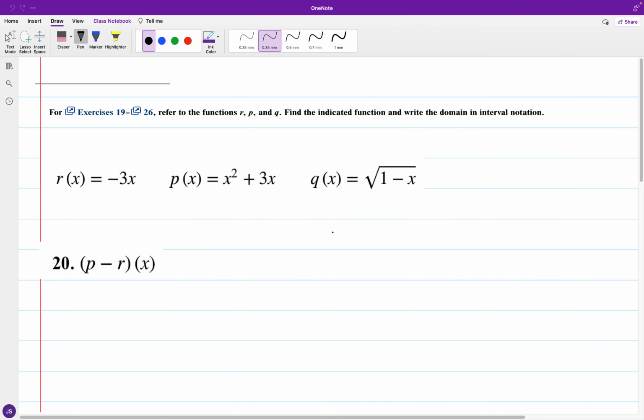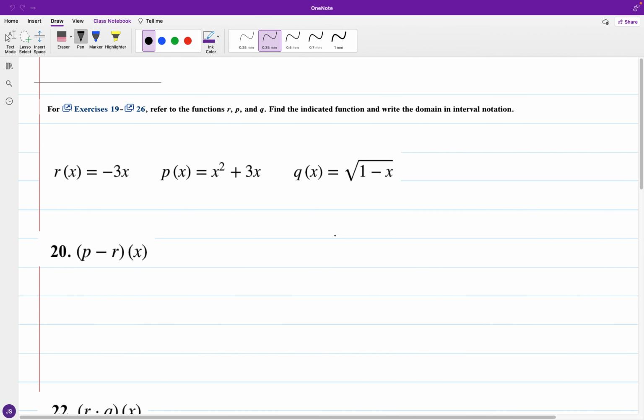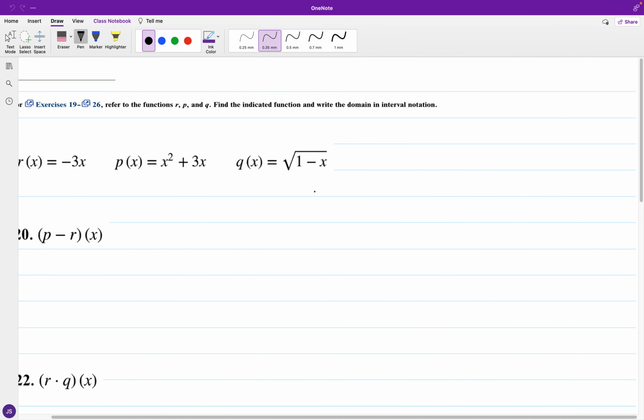And say if we look into the next portion, where we have section 1.8, with the exercises from 20 to 26 even. Now we have in the layout, it says for these 3 functions, you have r of x is equal to negative 3x, and we have p of x is equal to x squared plus 3x, and q of x is equal to the square root of 1 minus x.